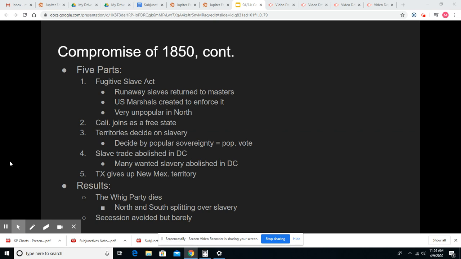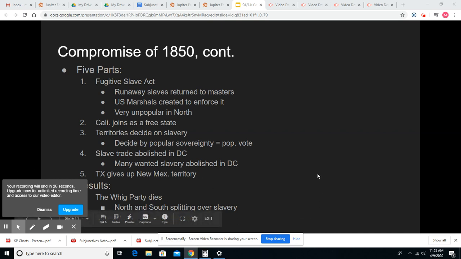So on our next slide, you'll find a very important map that shows the split between slave and free states and which states get to decide after the Compromise of 1850. So check that out, and that'll be the end of our notes today.